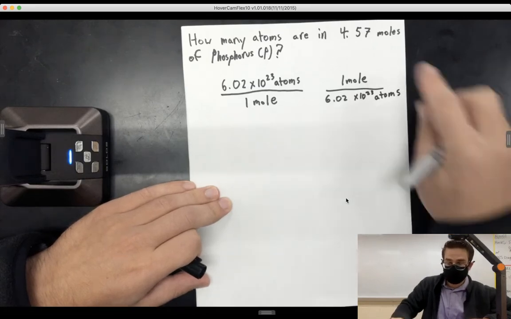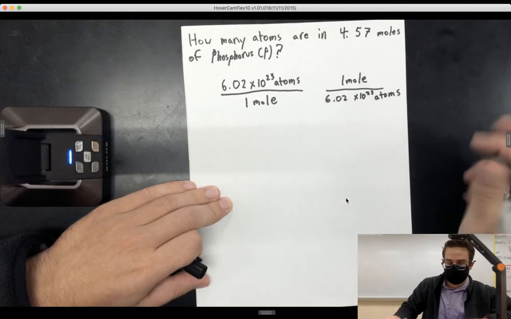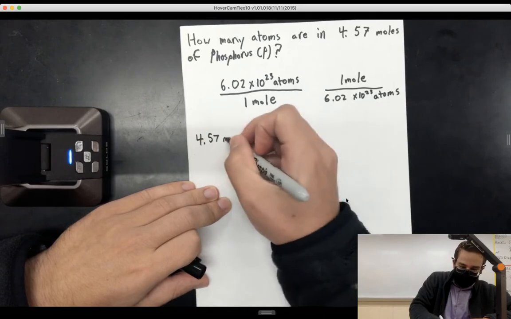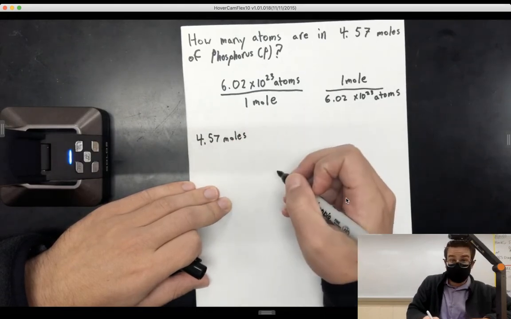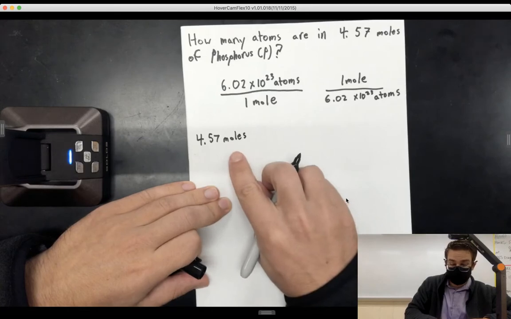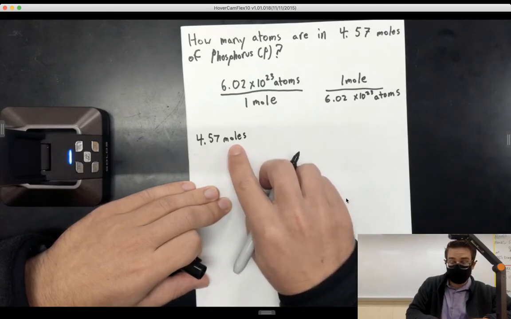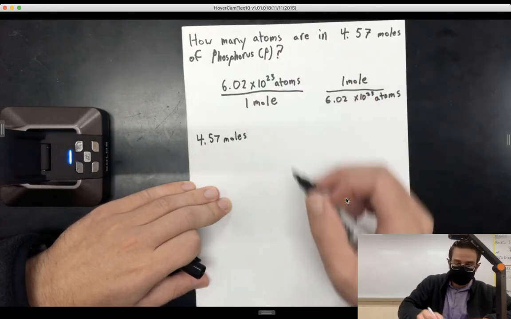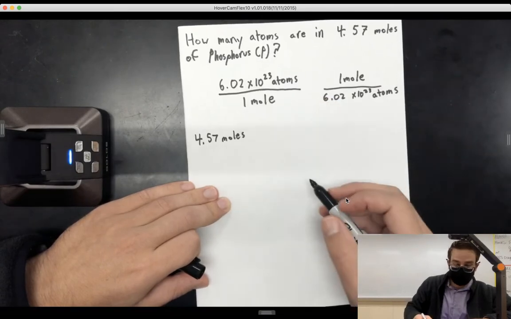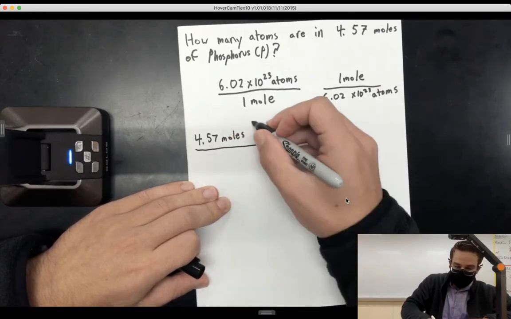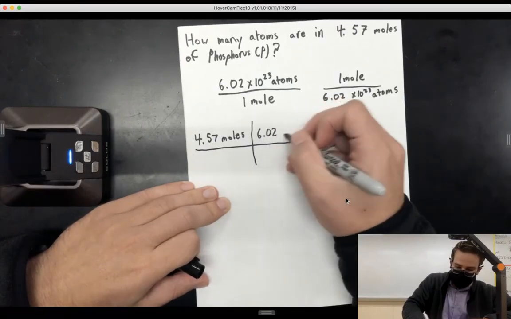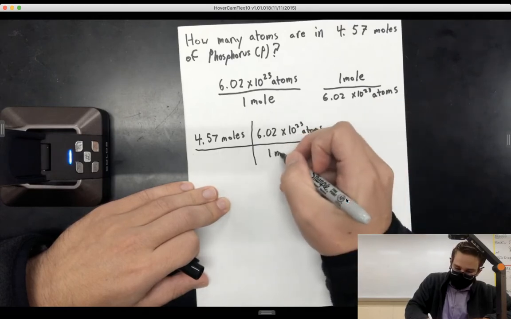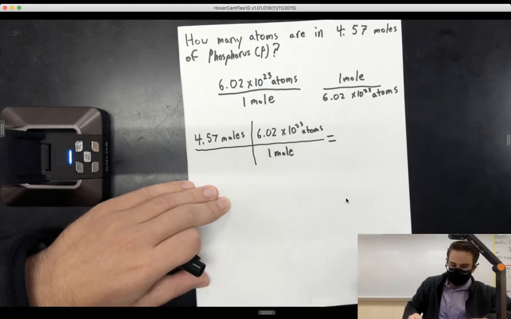If we are converting from 4.57 moles to atoms, then this is our given, and this will go in the upper left of our t-chart. We will then have to choose the correct conversion factor to go from moles to atoms. Because we need units to cancel, we're going to use this conversion factor right here, because we have moles on the bottom and we want those to cancel out. So I will write my t-chart. I will put 6.02 times 10 to the 23 atoms per 1 mole.